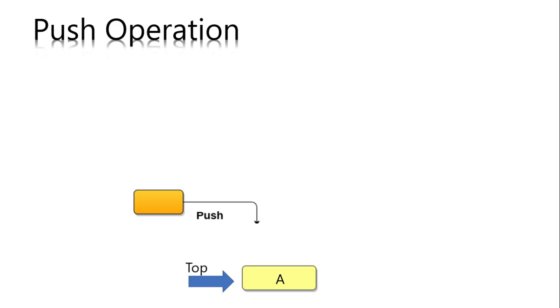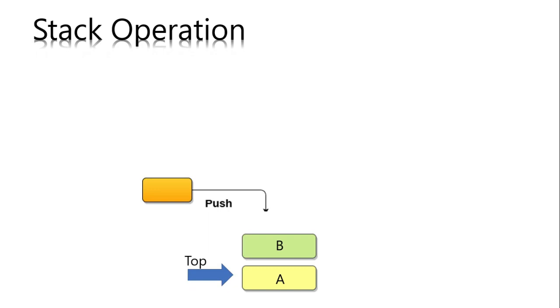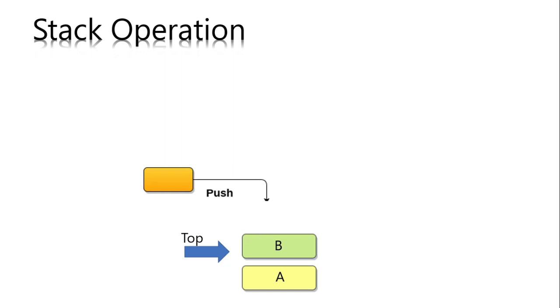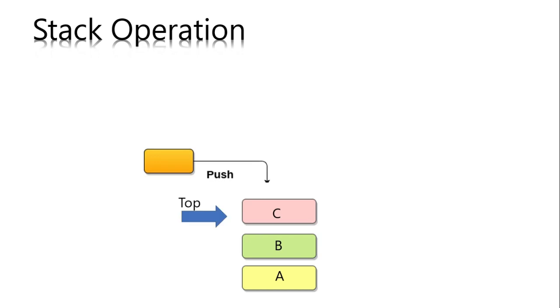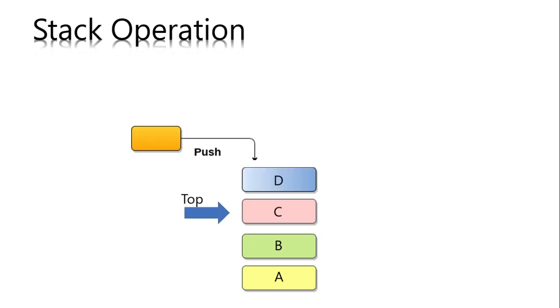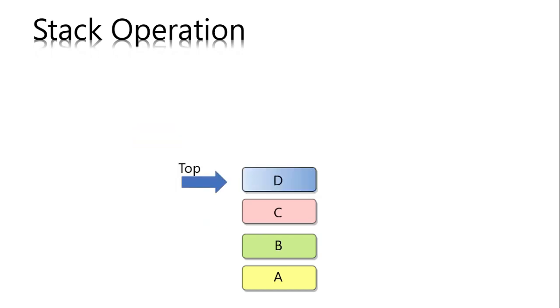And if you want to add another element, then the latest element will be placed on top of A. For example, I want to add B, then B will be placed on top of A. And the top pointer should be adjusted to point to B because the top position now is B. The same process happens as we add another element. So our stack now looks like this.